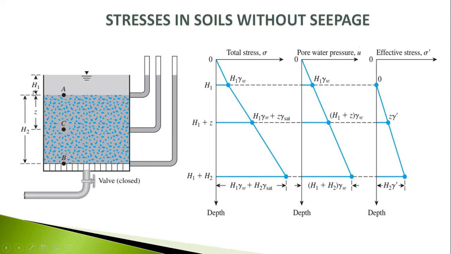So total height into gamma W. Now for this portion, total height H1 plus H2, and we will find it into gamma W. So we have already put these equations in for water pressure.